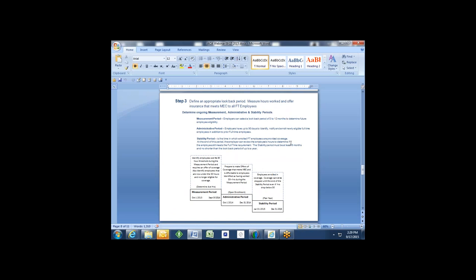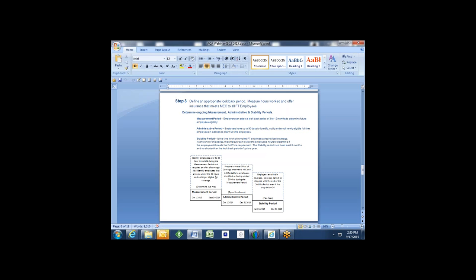Okay, the next thing is step 3, and basically what that is doing is now we have to set up a whole process that has to happen year after year. The first part of the process is determining on a yearly basis who is a full-time employee and who is not a full-time employee any longer, so you don't have to offer them coverage for the next year. It allows you time to go through those steps, and then there's a stability period, which is basically your plan year.